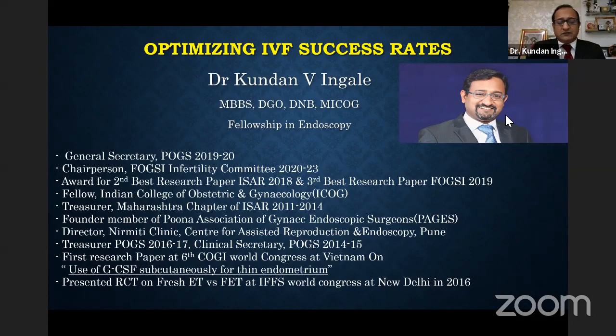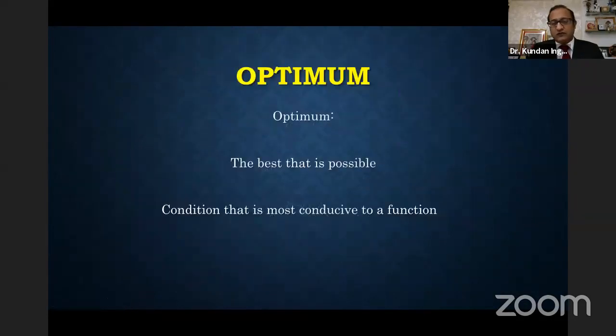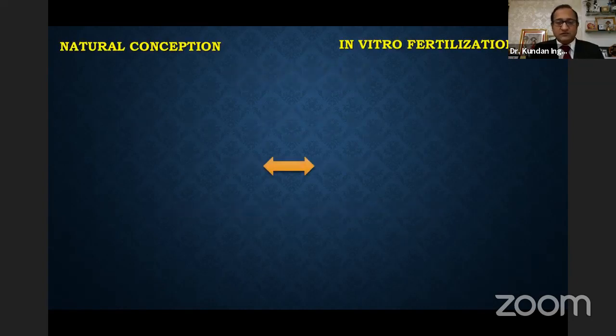So today my job is to talk to you about optimizing IVF success rates. Optimizing results means what exactly? The definition of optimum is the best that is possible. It means, suppose there are certain strategies for one particular treatment, then what best we can do to yield maximum results, and that is optimization, or a condition that is most conducive to a function. So we have to discuss many conditions which can help us get a maximum success rate when it comes to ART or IVF treatment.